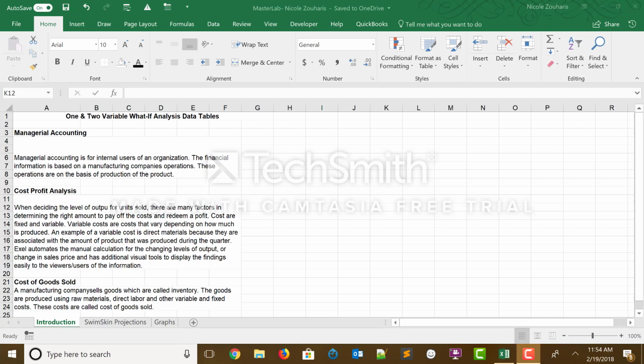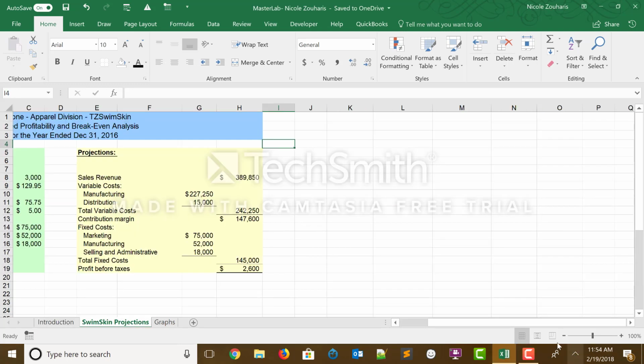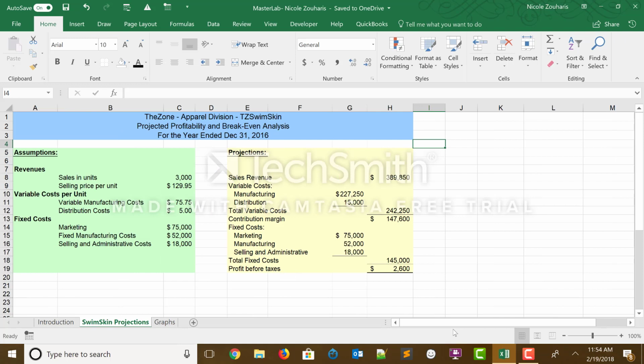Alright, so now I'm going to go over to my swim skin projections tab. In this example, we have the Zone, which has an apparel division, and their new product called TZ Swim Skin. We are trying to see how profitable it will be in the market. And we're doing projected profitability and break-even analysis for the year ended December 31st, 2016.